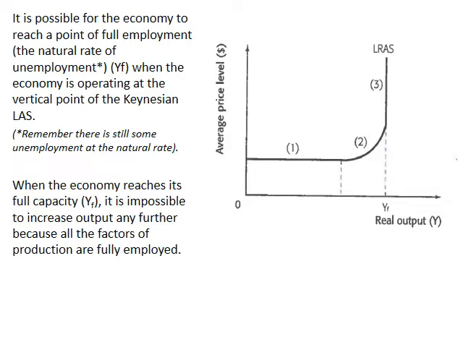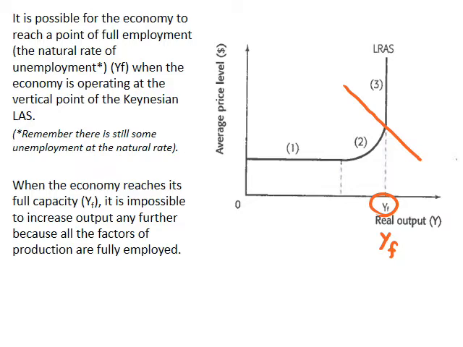It's possible for the economy to reach a point of full employment. So if it's operating here, and this is why F stands for the full employment level, which is also the natural rate of unemployment. It is possible for the economy to reach this point, when the economy is operating at the vertical point of the Keynesian LAS. Remember, when we're dealing with full employment or the natural rate of unemployment, we still have some unemployment present.